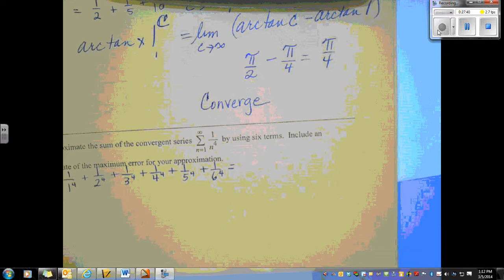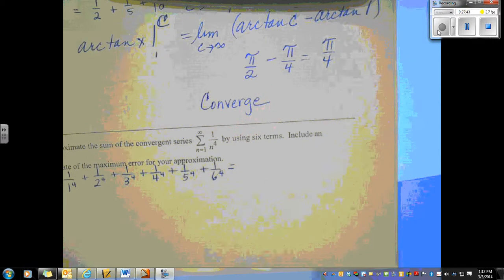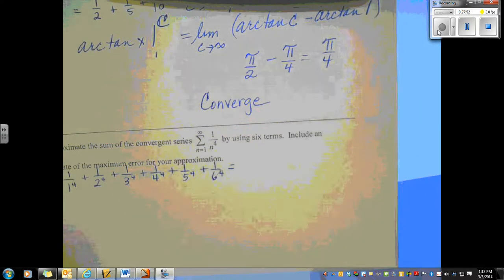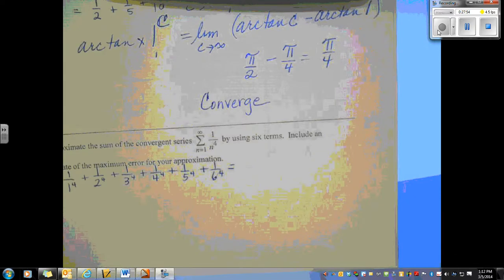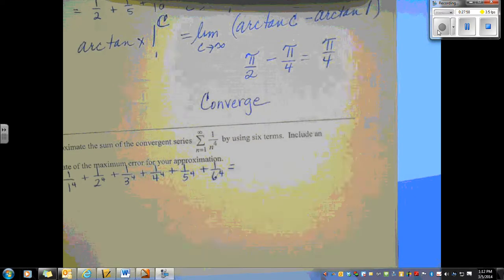So this is just use our calculator. If they ask you for this specific thing, yes, you would have to have a calculator.